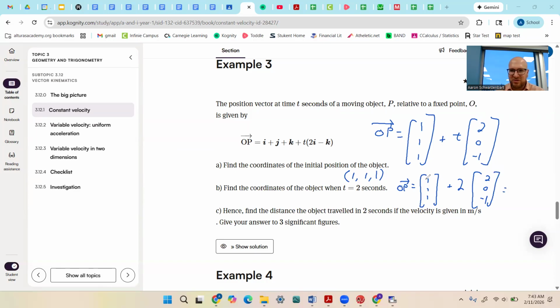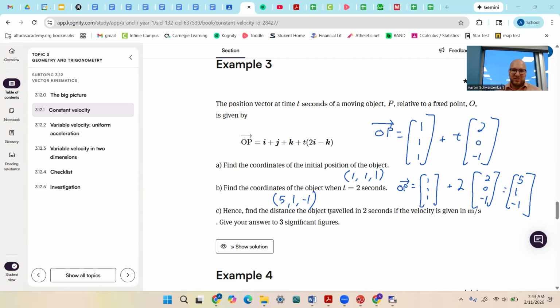So 2 times 2 is 4 plus 1 is 5. I'm doing the top line. 2 times 0 is 0 plus 1 is 1. 2 times -1 is -2 plus 1 is -1. The coordinates, I should write in point form.